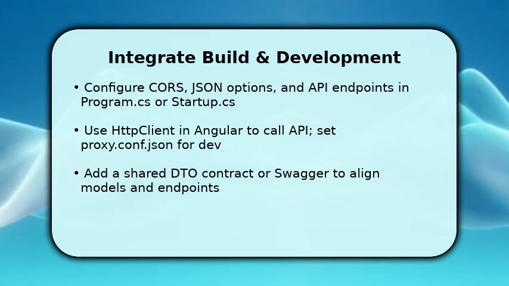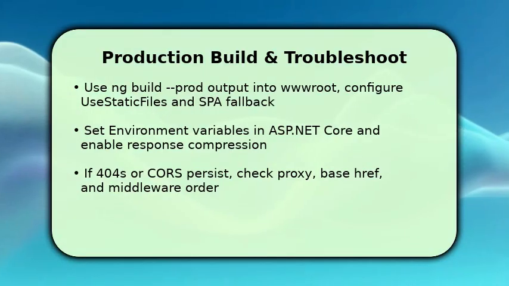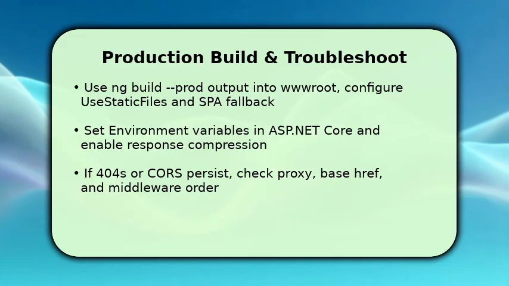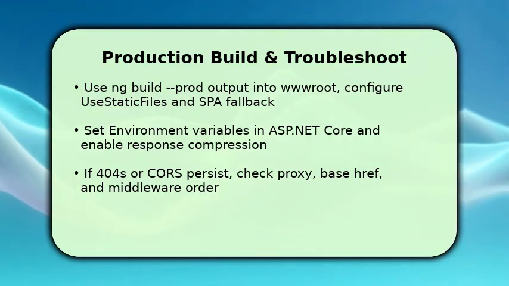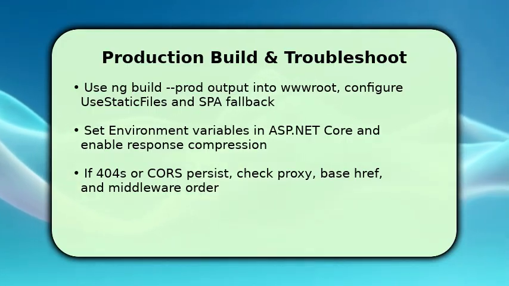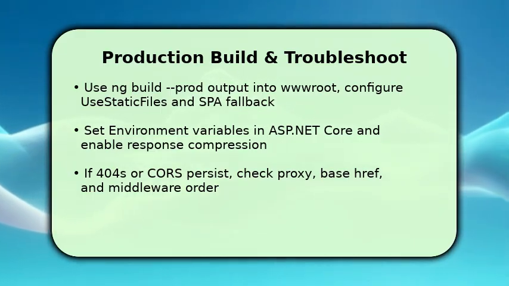Core. Run ng build --prod and copy dist files into wwwroot, then enable UseStaticFiles and SPA fallback in Program.cs so client-side routes work. Once done, configure environment variables for API URLs and enable compression for performance. If problems occur, 404, missing assets or CORS, inspect the middleware order. Verify base href and proxy settings, and confirm static files are present.